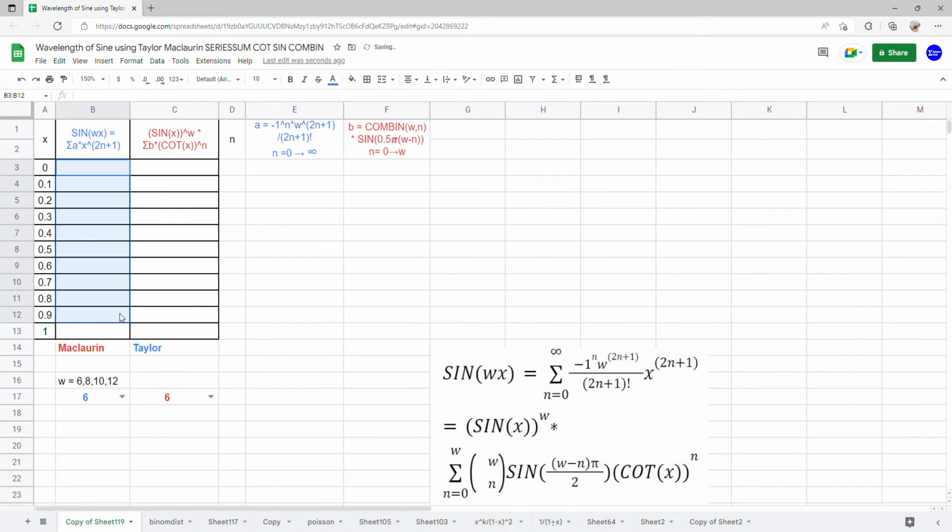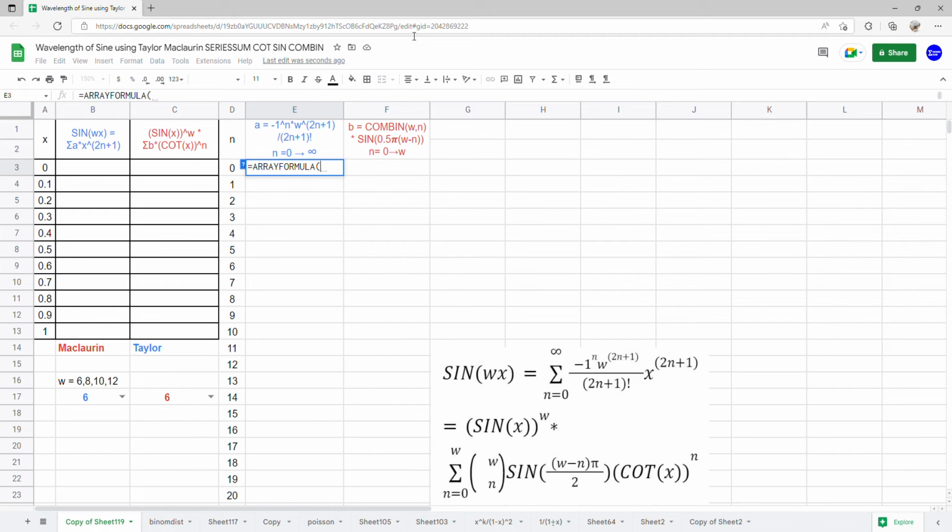Now the Maclaurin series, which is sine of W equal to the summation of A times x to the power 2n plus 1, where the value of A is minus 1 raised to the power n times W raised to the power 2n plus 1 over factorial 2n plus 1. So n starts from 0 to infinity. 20 is good enough.